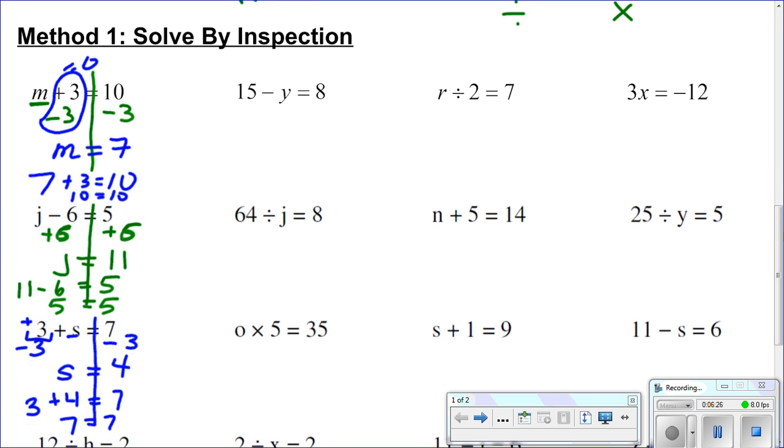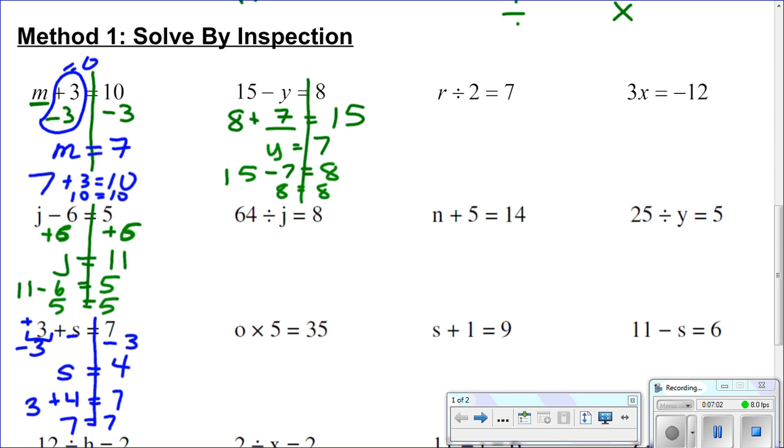And we look at the next one, 15 take away y equals 8. Same kind of idea, okay? So we need to use some strategies. How much do I need to take away from 15 to make 8? So let's start at 8 and count up. 8 plus what equals 15? Well, we start at 8 and we need to add 7. So that means y equals 7. And if we double check, 15 take away 7 equals 8, and it does. Okay, and notice I'm still keeping my equal signs lined up as best as I can, even though I'm jumping around a little bit.